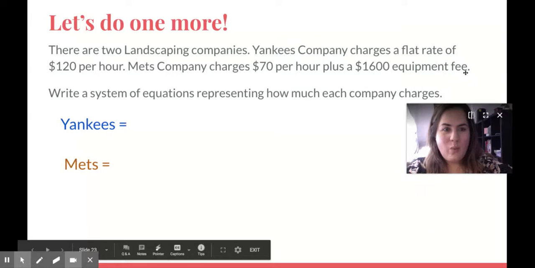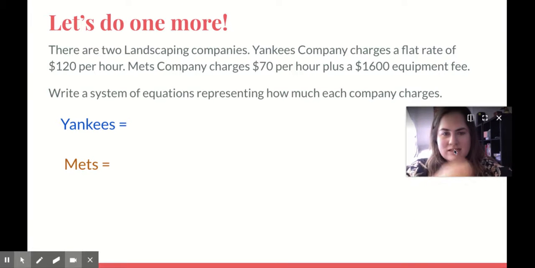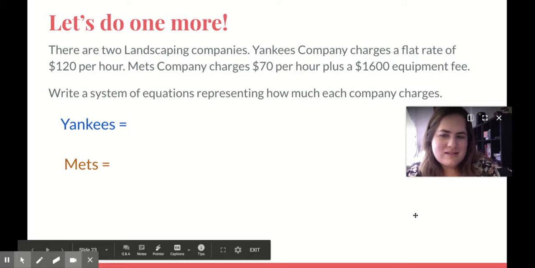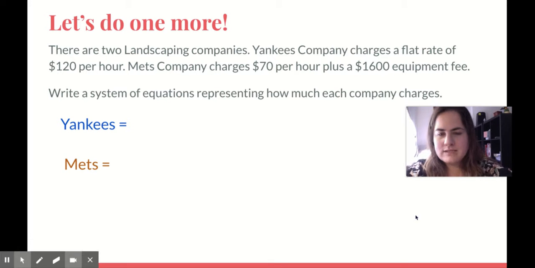Okay, let's do one more. So we have 2 landscaping companies. Let's call them the Yankees company and the Mets company. I know you probably miss sports right now, so do I.